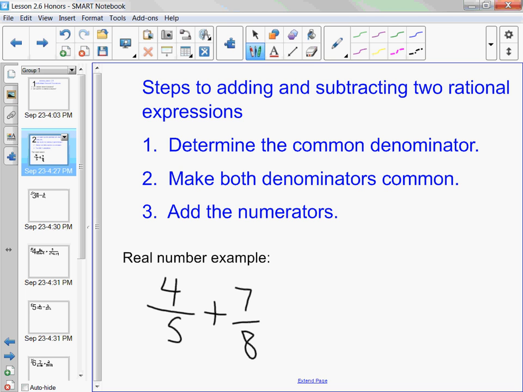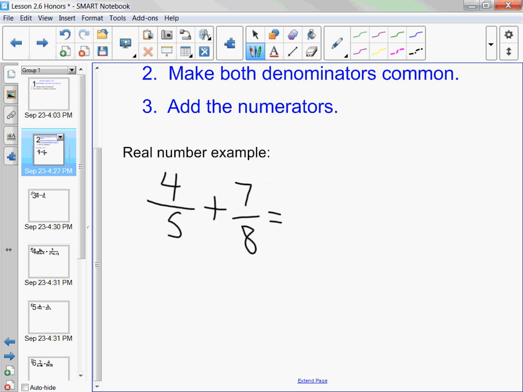So if you look at 4/5 plus 7/8, these are real numbers. You used to do this back when you were in elementary school and intermediate school, adding two fractions like this together. Well, we have to find what is common. What's the least common denominator? You can always times the two denominators together to find a common denominator, and that will work, but it might not be the least common denominator.